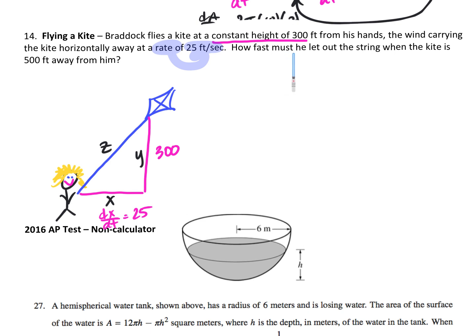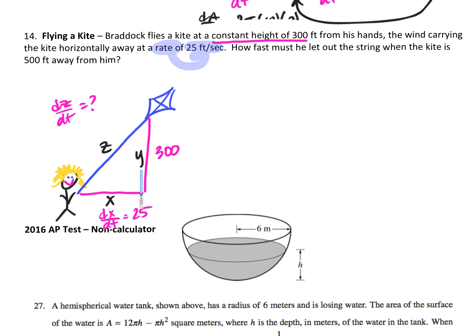How fast must he let out the string? Where's the string, X, Y, or Z? Z. Okay, how fast must he let out the string? We want dz dt, right? A rate. The dz dt is what we want. At the moment, yes, Daria, at the moment the kite is 500 feet away from him. Is that kite always going to be 500 feet away? No, at that moment it's going to be 500.